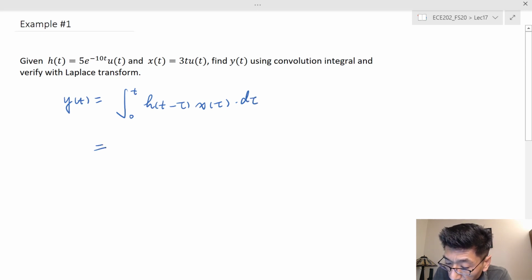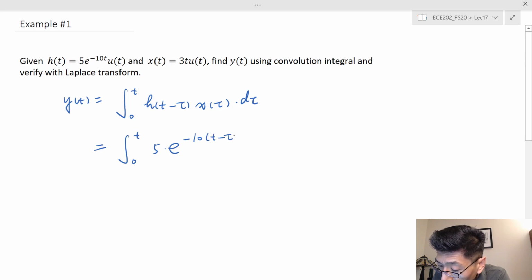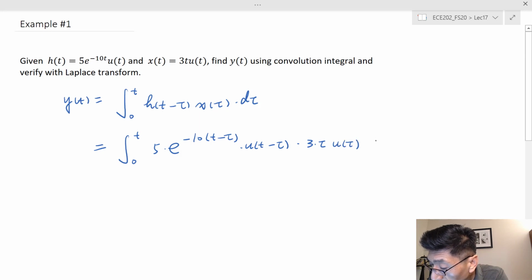We just need to substitute the expressions for h(t) and x(t). So we replace t by t minus tau for h(t). So that goes 0 to t, and 5 times e to the minus 10 times the t. We replace that t by t minus tau, u(t minus tau), and times x(tau). x(tau) is 3 times tau u(tau), and we integrate with respect to tau.